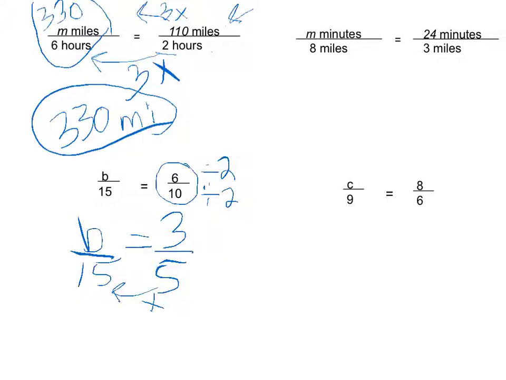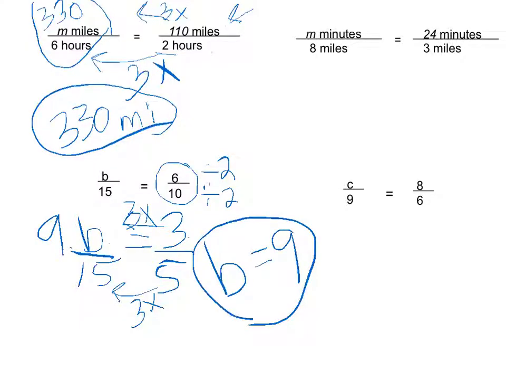So I'm going to multiply by 3. 3 times 5 is 15. Whatever I do on the bottom, do on the top. So I'm going to multiply the top by 3. 3 times 3 is 9. So here I say b equals 9 because in a way I solved an equation. All right, one more time.